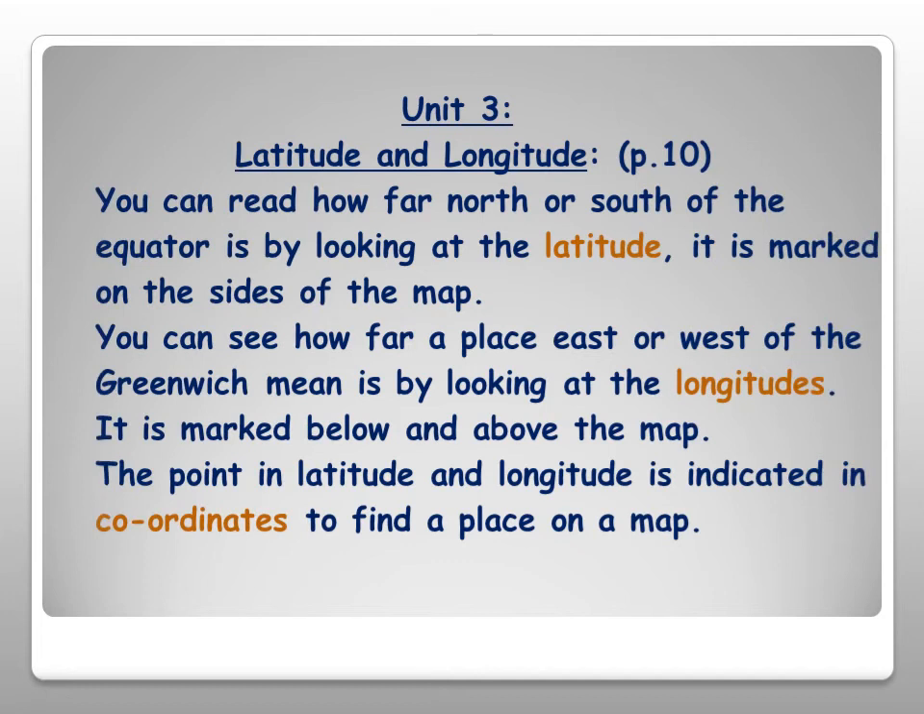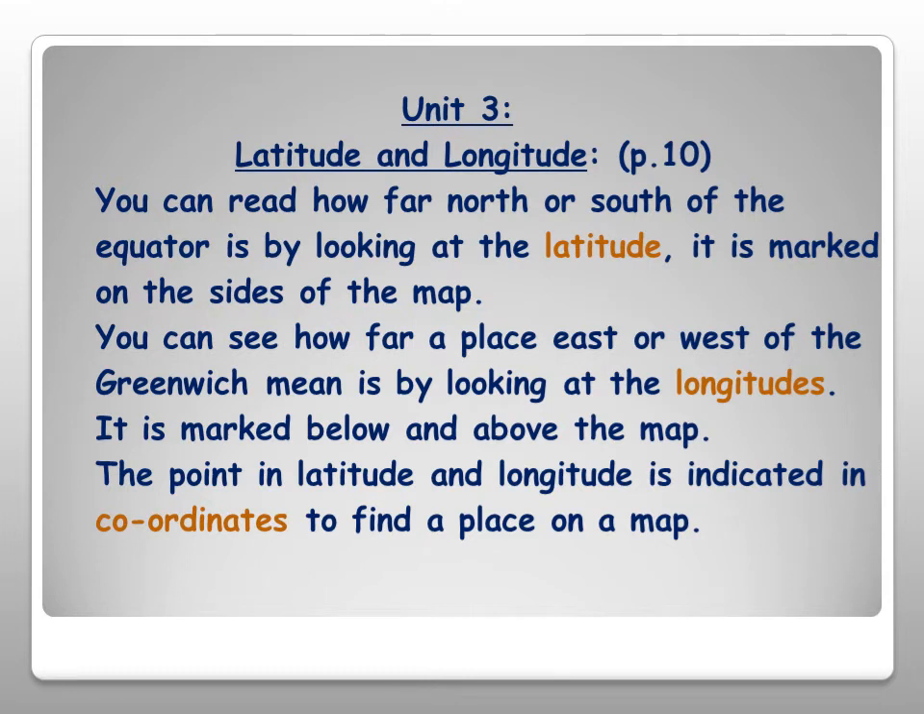Unit 3, latitude and longitude on page 10. You can read how far north or south of the equator a place is by looking at the latitude. It is marked on the sides of the map. You can see how far a place is east or west of the Greenwich meridian by looking at the longitudes. It is marked below and above the map. The point in latitude and longitude is indicated in coordinates to find the place on a map.